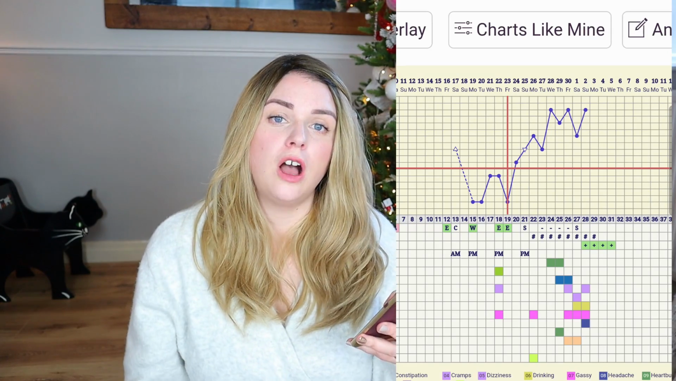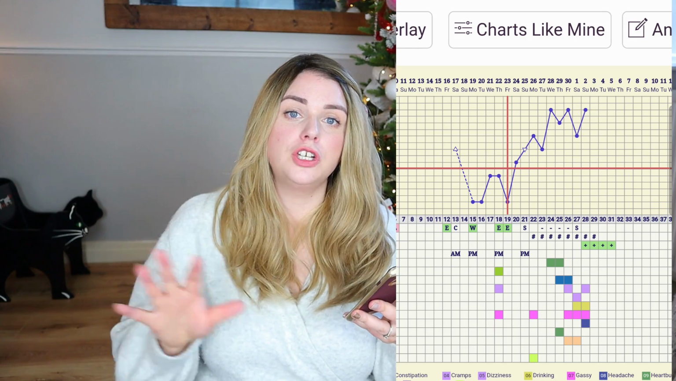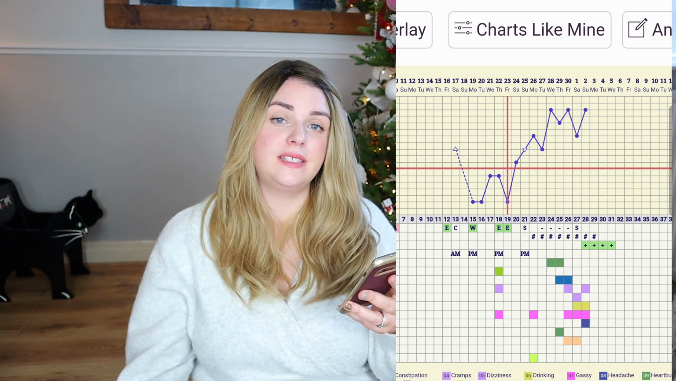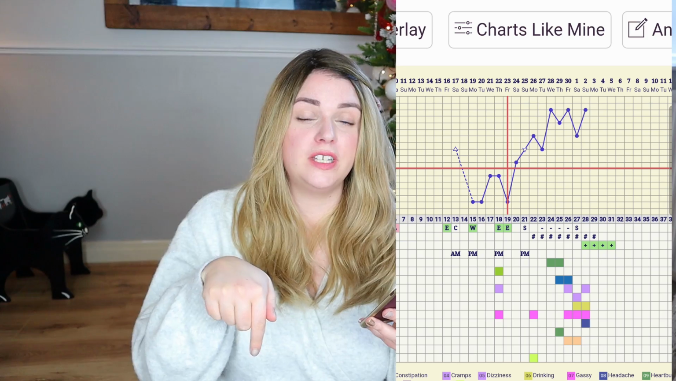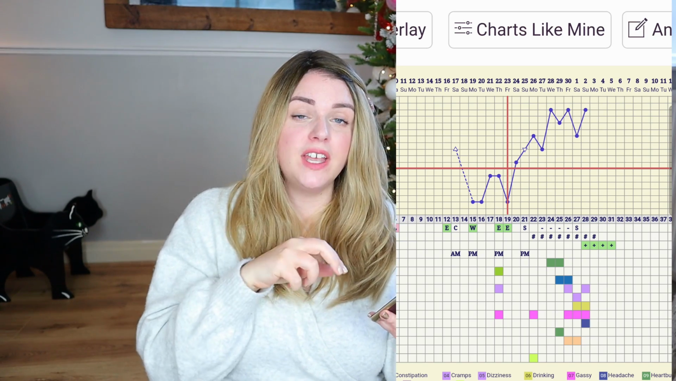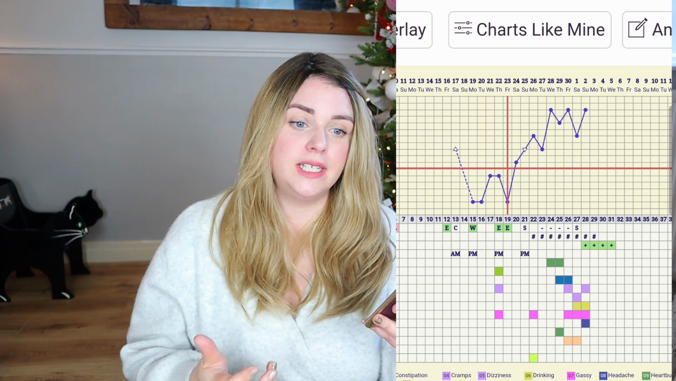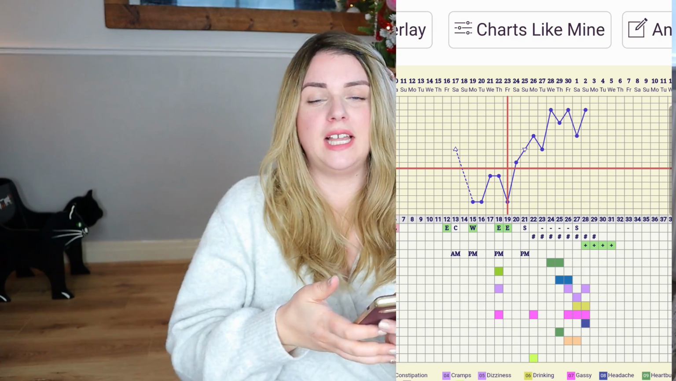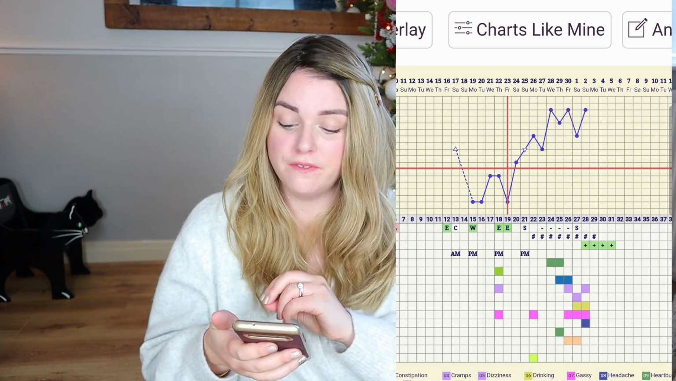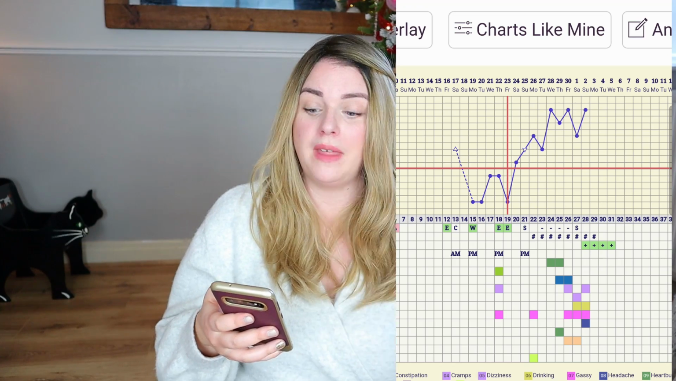So this is what your chart will look like, and Fertility Friend does it all for you. I will show you in a second, if you want to use this app, how you input the data into this app specifically, but lots of apps will be very similar. So this is what the chart looks like. It's a little bit confusing looking at first, but once you get used to reading them, they're really easy to do.